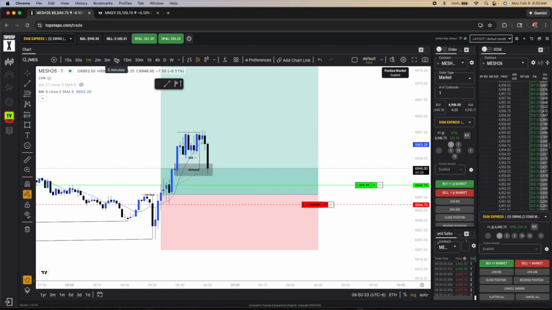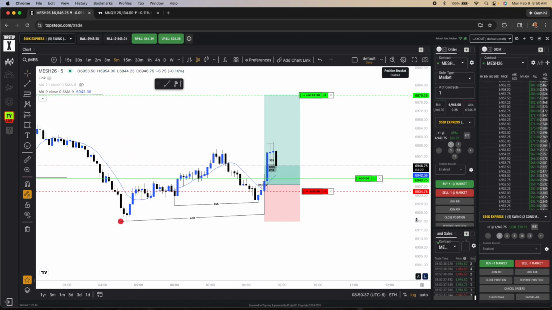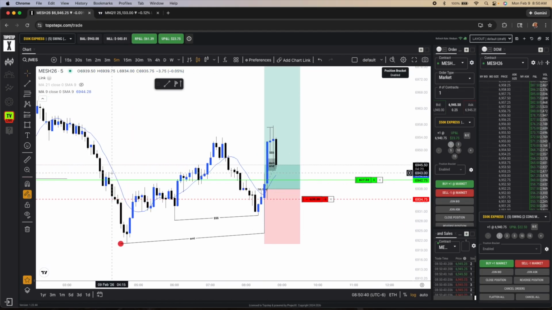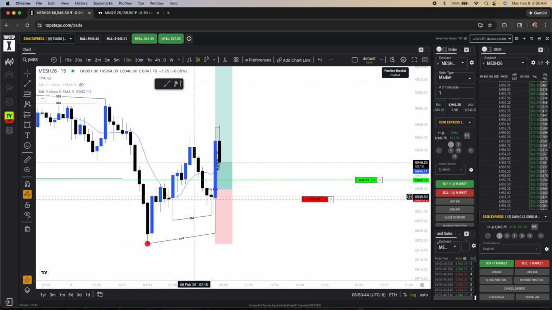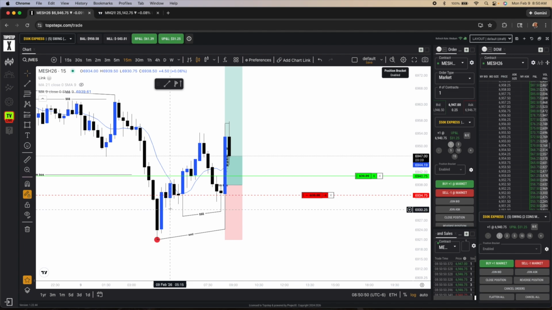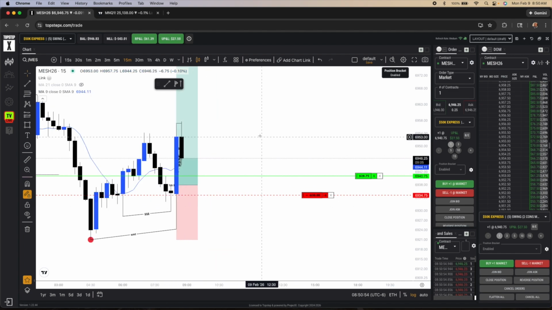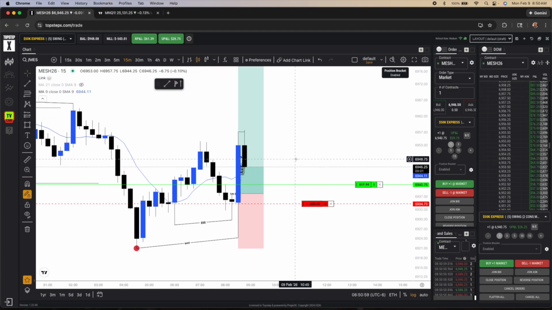Either way, we're gonna be done for the day. So let's check out the 5 minute structure, or maybe the 15-minute. So we had a push out of this area on the 15-minute. Okay, so yeah, I guess we'll see what happens.